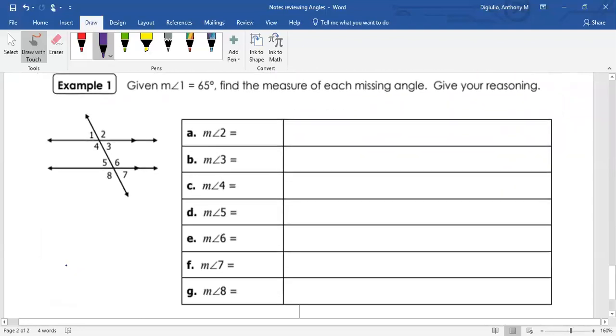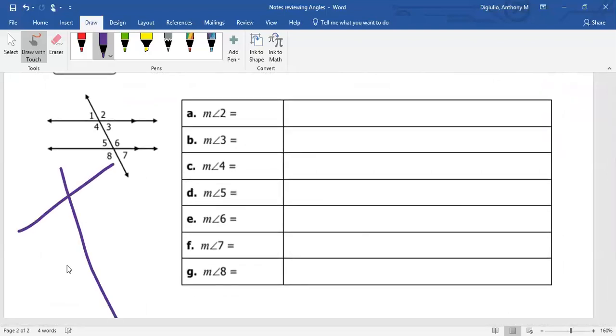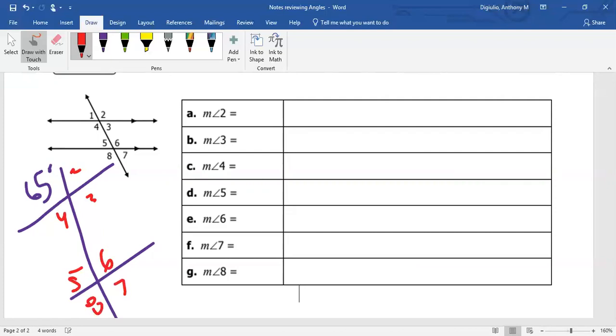So I'm going to redraw this over here just because it's kind of hard to see. All right. So they say that angle 1 here is going to be 65 degrees. We need to find out what angle 2, 3, 4, 5, 6, 7, 8 are. But I might not even look at that. What I'm going to look at instead is the relationship between them. So for instance, that one's 65.